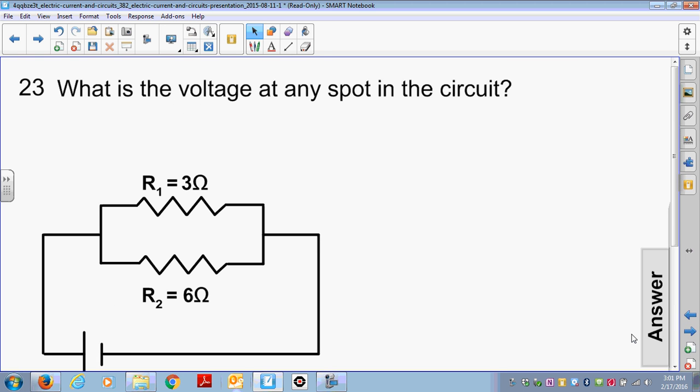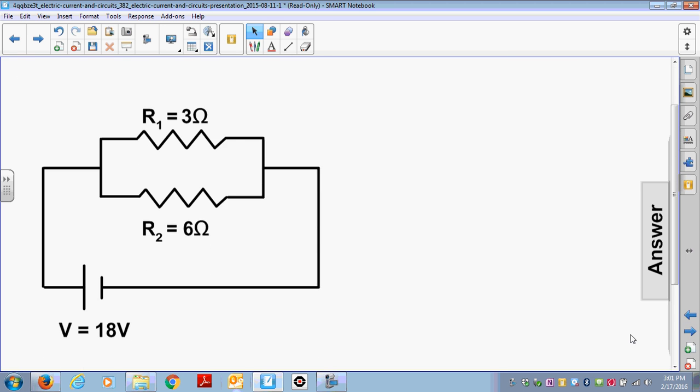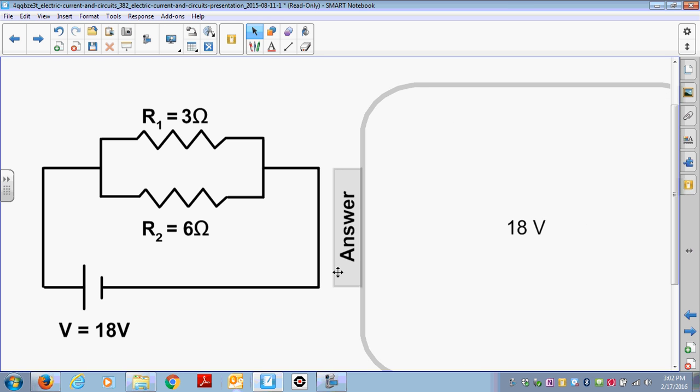What is the voltage at any spot in the circuit? Hopefully you don't need to pause the video. If you do, just pause now. Okay, so let's take a look. It should be 18 volts. You're in parallel, so the resistors are going to have the same voltage drop as the power supply.